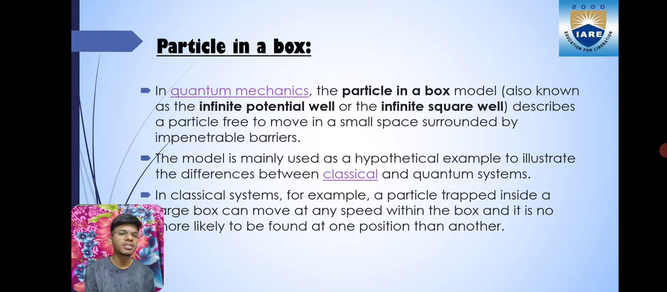The model is mainly used as a hypothetical example to illustrate the differences between classical and quantum systems. In classical systems, for example, the particle trapped inside a large box can move at any speed within the box, and it is more likely to be found at one position than another.